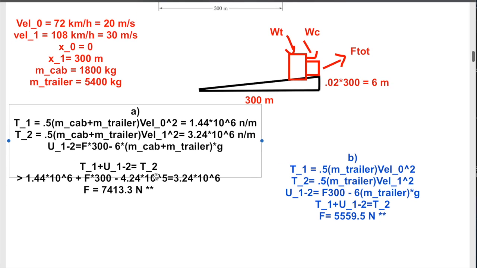We plug that into our equation right here. Just our standard T1 plus change in energy equals T2. And then from that, we find that the force at the wheels is 7413.3 newtons.